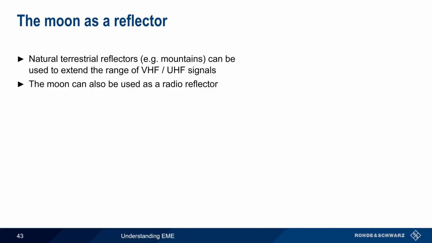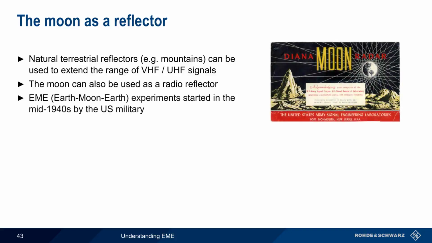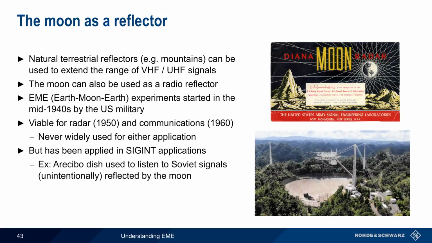The first experiments into EME, or moon bounce, were started by the United States military in the 1940s, and by the 1950s and 1960s, EME was shown to be viable for use both in radar and in communications. Although EME was never widely adopted for these applications, it was successfully used for many years in SIGINT, or signals intelligence applications. For example, the Arecibo dish in Puerto Rico was used during the Cold War to monitor Soviet signals that were unintentionally reflected back to Earth by the moon.